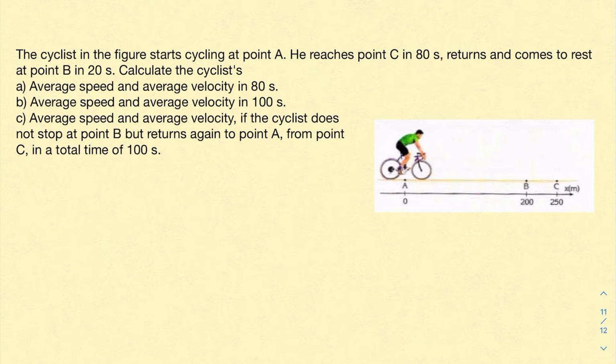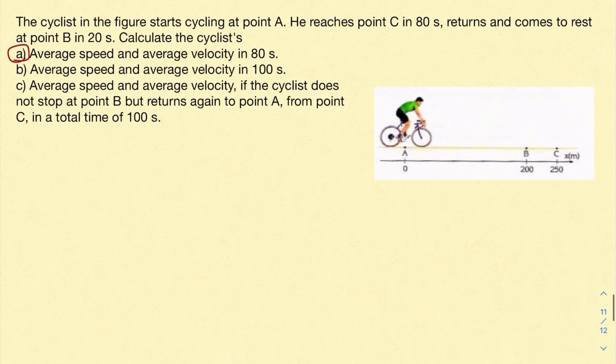Average speed and average velocity if the cyclist does not stop at point B but returns again to point A from point C in a total time of 100 seconds. So let's get started with solving letter A first of all. Letter A says average speed and average velocity.